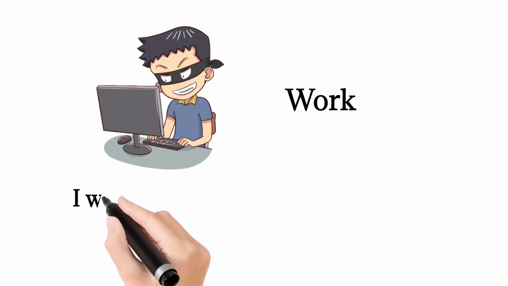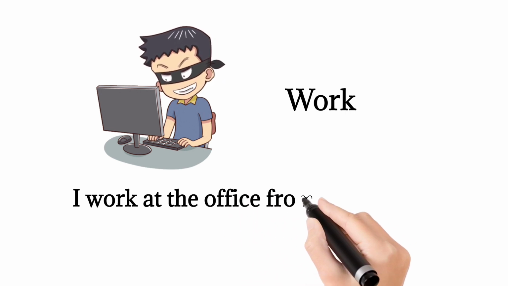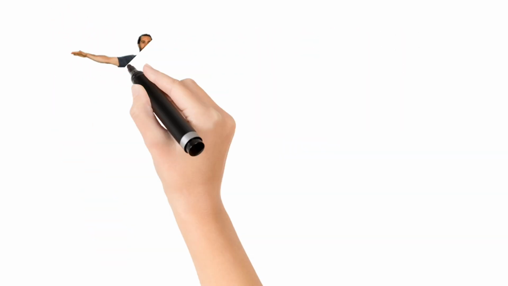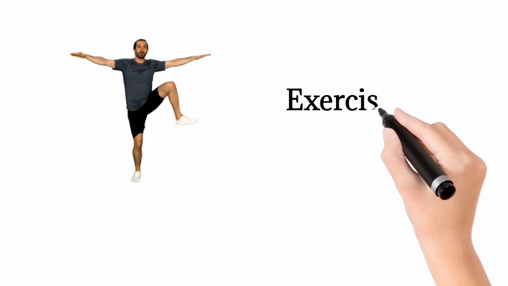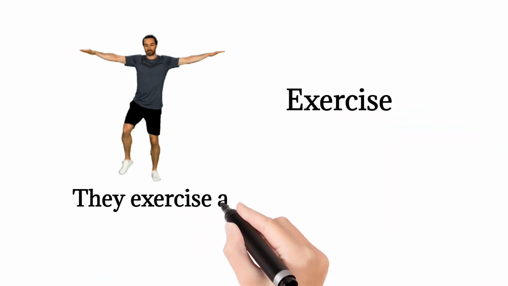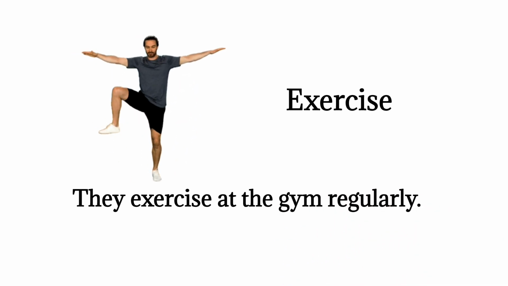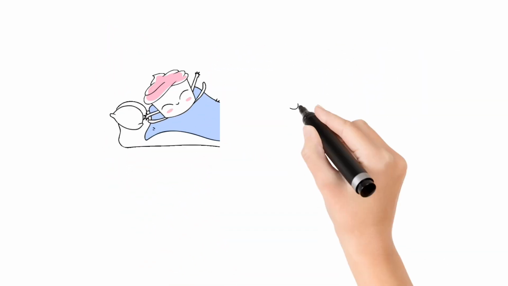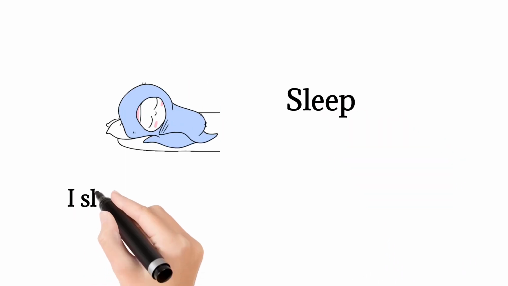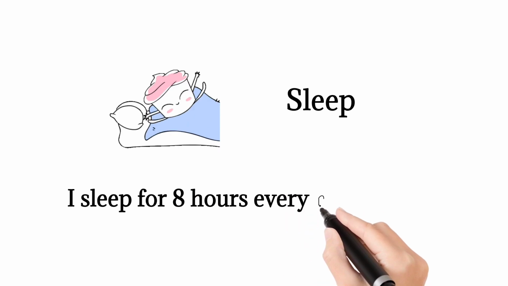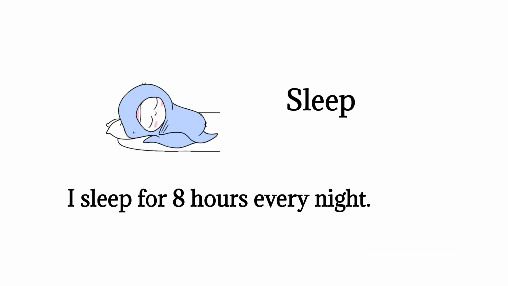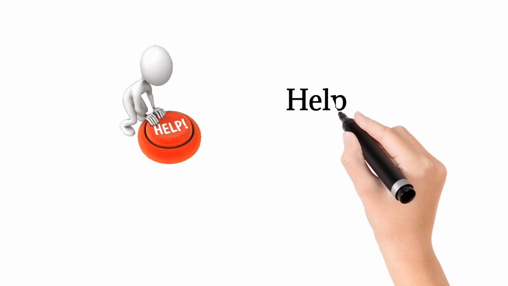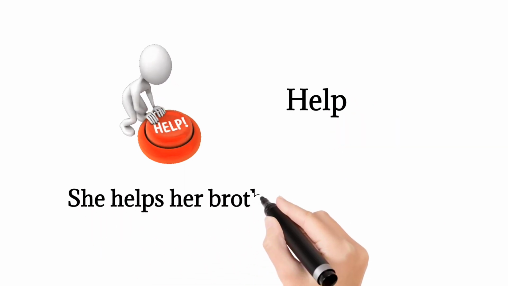Work. I work at the office from 9 to 5. Exercise. They exercise at the gym regularly. Sleep. I sleep for 8 hours every night. Help. She helps her brother with his homework.